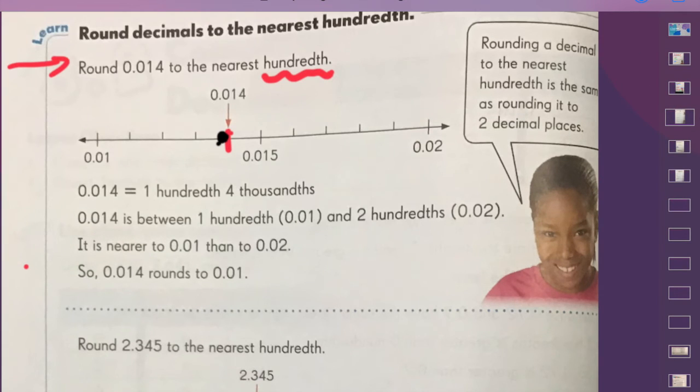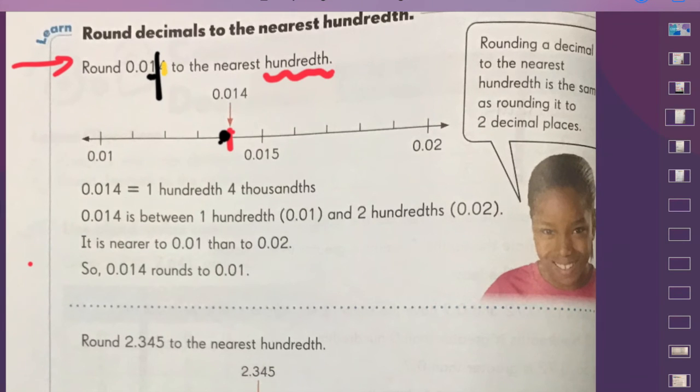Now, another way of thinking about this, if you don't want to picture it on the number line, you can also say, okay, I'm rounding to the hundredths place. So I would underline the hundredths place value. There's the hundredths. And then last year we drew that back door, right? And we would say, okay, what number is knocking on the back door? Or who's knocking on the back door? And we can see that 4 is knocking at the back door.